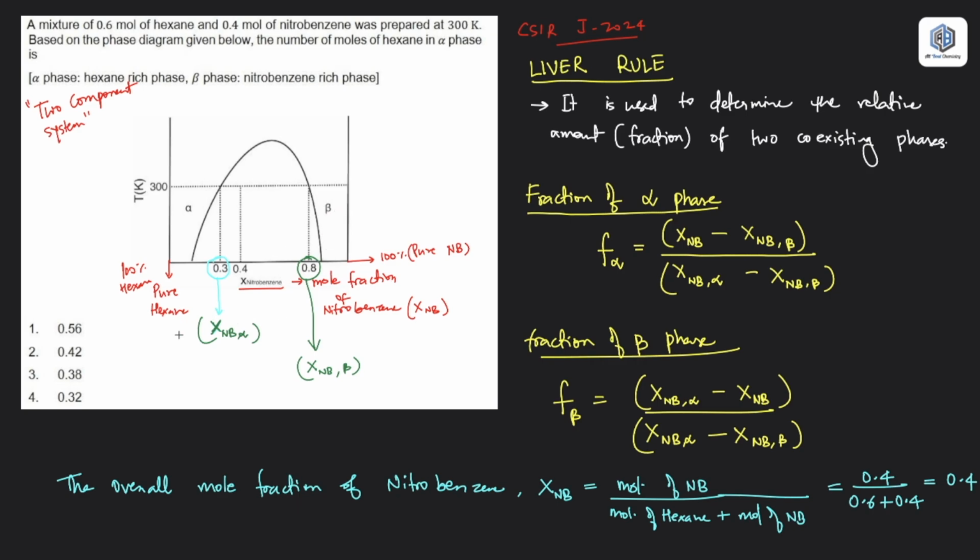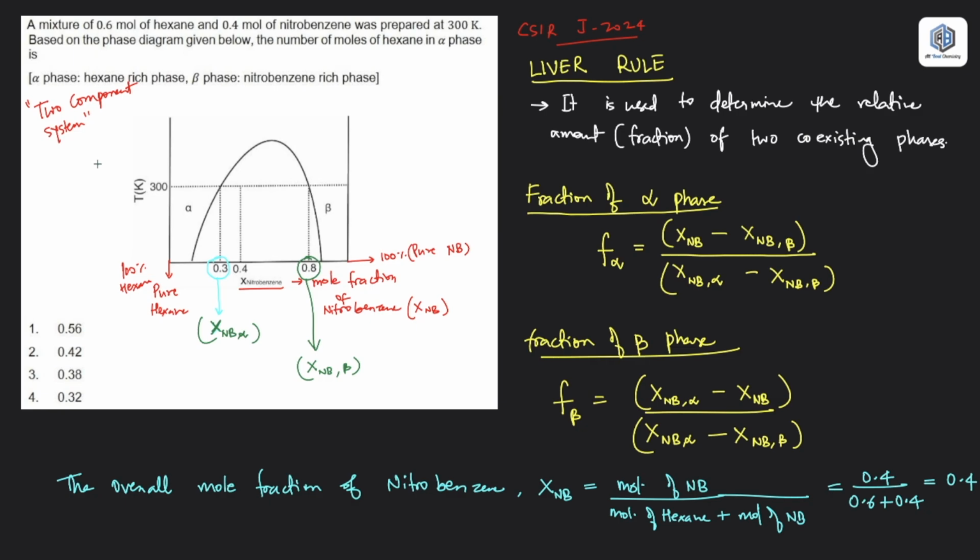Okay, so the diagram has itself given you all the values. It has given you the value of x_NB alpha, the value of x_NB beta, and you have calculated x_NB. You can put and calculate. In the question they have asked, based on the phase diagram, the number of moles of hexane in the alpha phase. Okay, the number of moles of hexane they have asked. They have not asked about the mole fraction. They are asking about the number of moles of hexane.